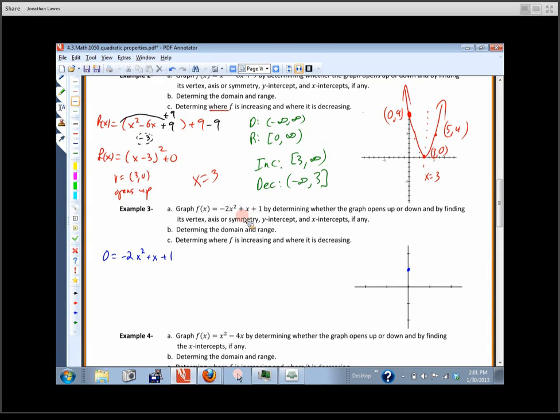We could try and factor it. Let's see if this factors. Now, I don't like the negative in front there. So I'm going to multiply everything by a negative, and I get this. 2x squared minus x minus 1. Now, if you know how to factor it, that's great. If you're really good at factoring, that's awesome. What if you didn't know how to factor this? Or what if it didn't factor? Then you'd use the quadratic formula, right? Question?